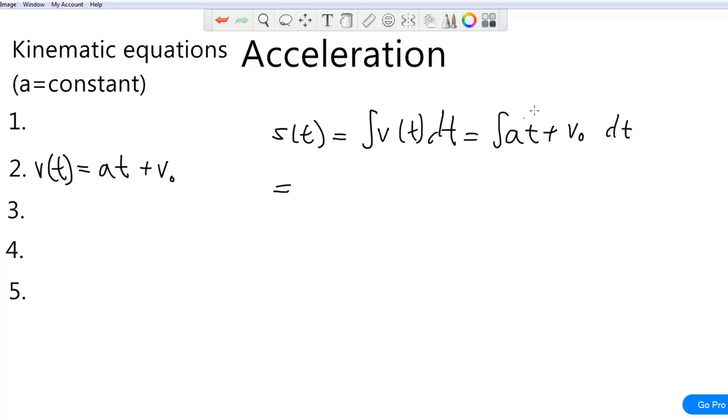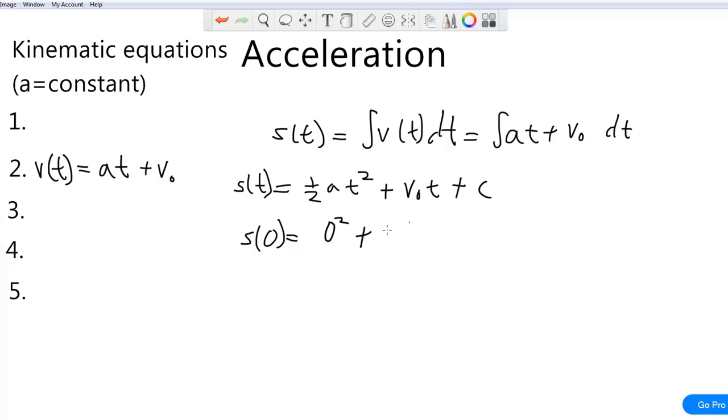When you integrate using the power rule, this t is going to be squared, and then you have to divide by 2, so it's really a half a t squared plus v naught t. And we also have another plus c again. So what is this plus c? What happens when we plug in 0 for time? Well, this is just going to be 0. So you have a half a times 0 squared plus v naught times 0, so 0 plus c.